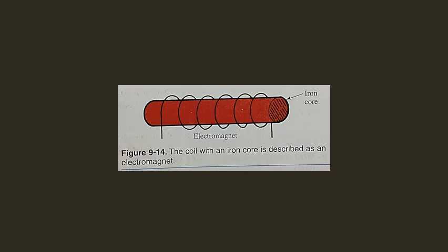The rules used to learn the polarity of an electromagnet are the same as those for the solenoid. Use the same left-hand rule. When an electromagnet is energized, it is a powerful magnet. When the electrical energy is disconnected, the electromagnet loses most of its magnetism, but not all.